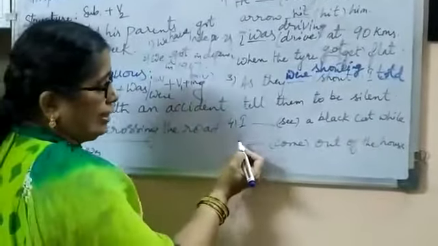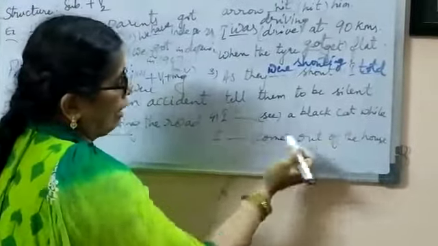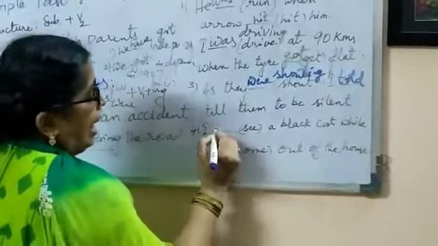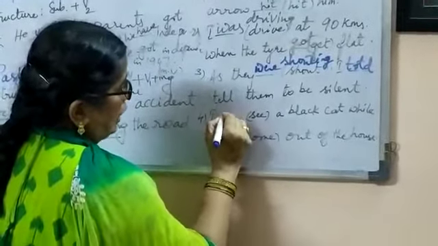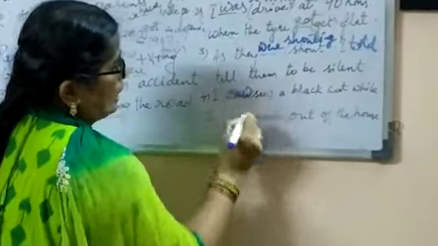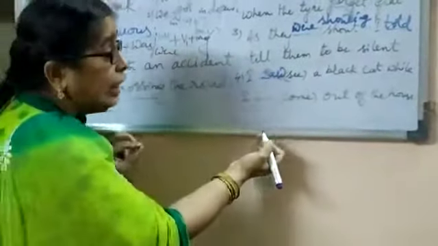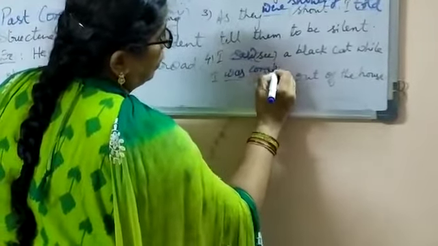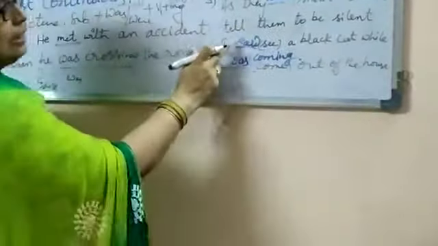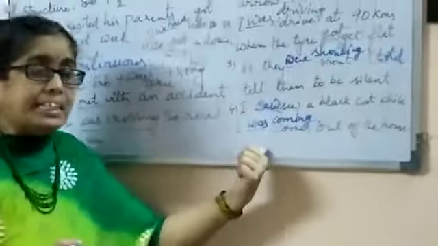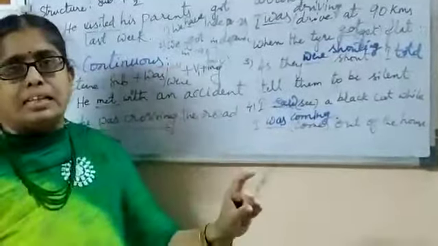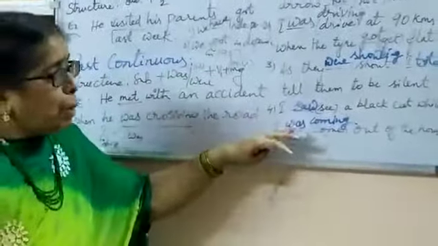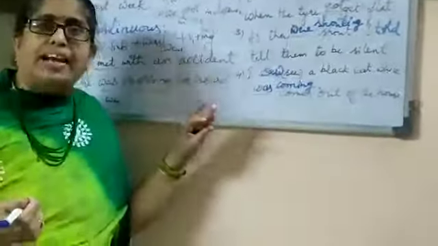Coming to the fourth example: I dash see a black cat while I dash come out of the house. Here also in the same way, this action happened when this action was going on. I was coming out of the house. Only this action should be written in V2 and this action should be written in past continuous. No other way, no other choice also. In this way, simple past and past continuous we can write easily.